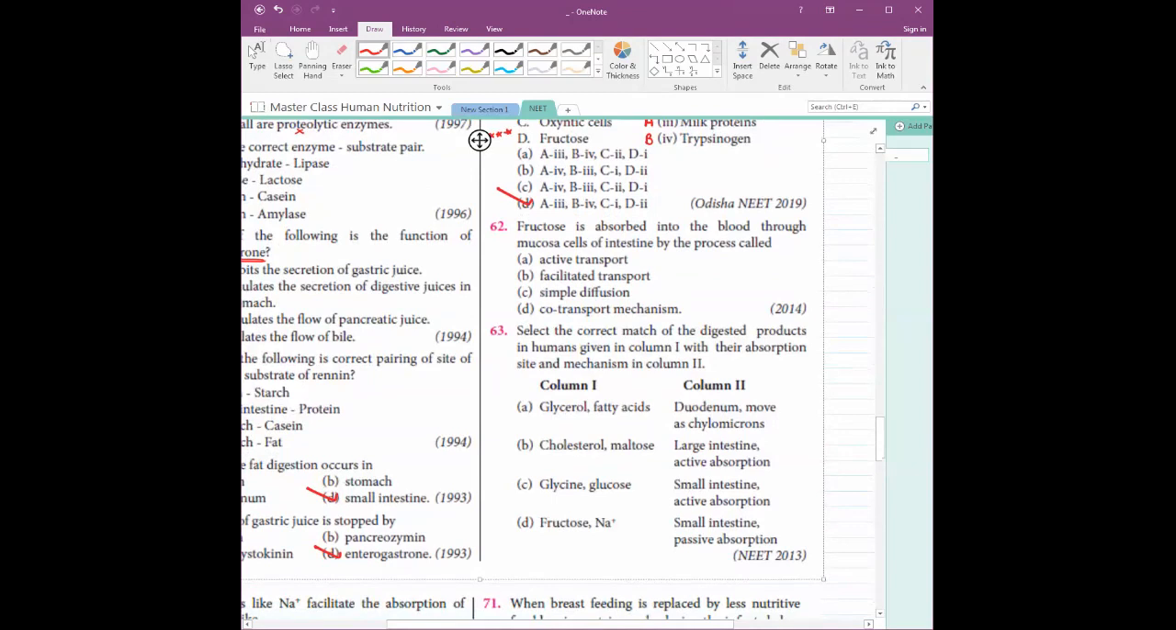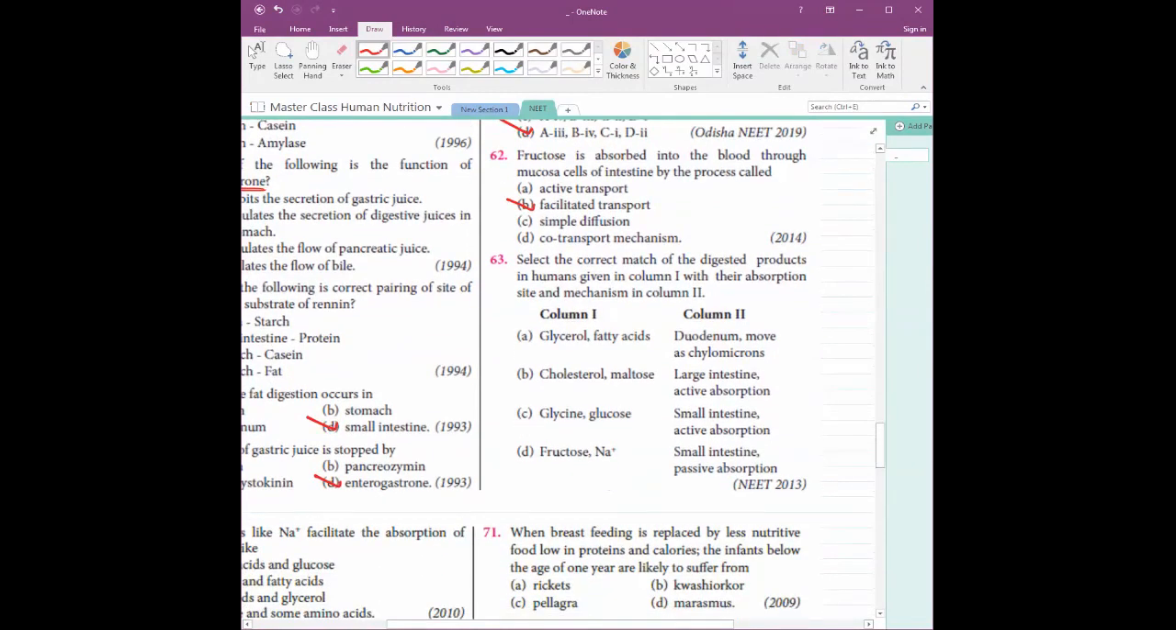Fructose is absorbed into the blood through mucosa cells of the intestine by the process called as facilitated transport. Now, guys, what is this facilitated transport? Basically, this is the one where you are going to have a carrier molecule, a transporting molecule which is going to pick up fructose and transport it from one place to the other. So that is something called facilitated transport.